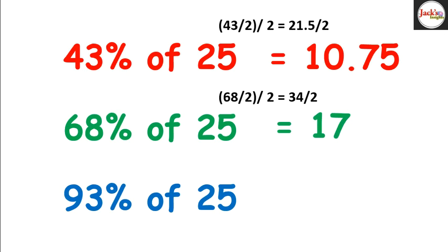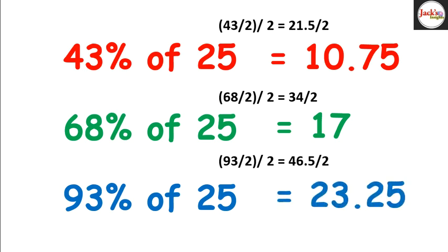Another, 93% of 25. What is half of 93? Half of 93 is 46.5. And what is half of 46.5? Half of 46 is 23. Half of 0.5 is 0.25. Thus, 93% of 25 is 23.25.